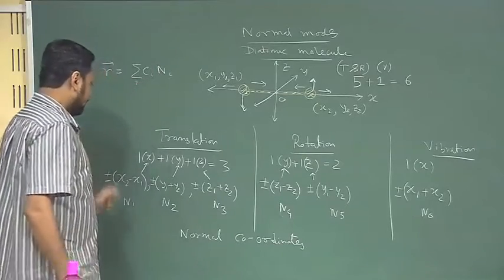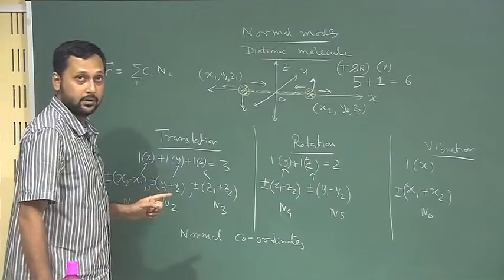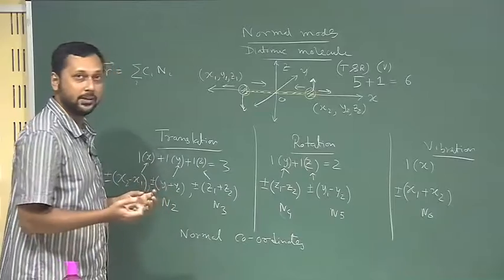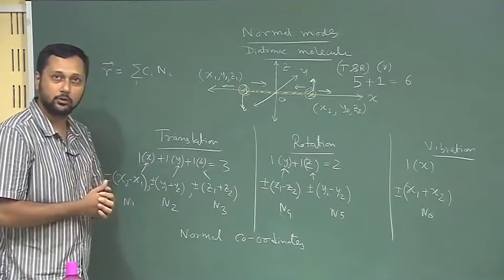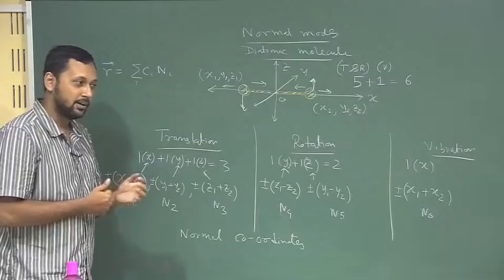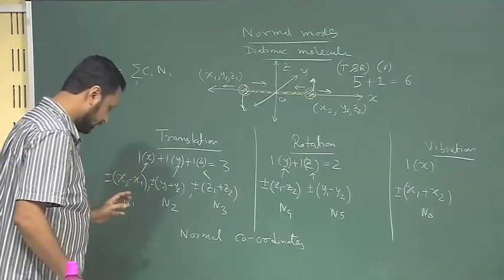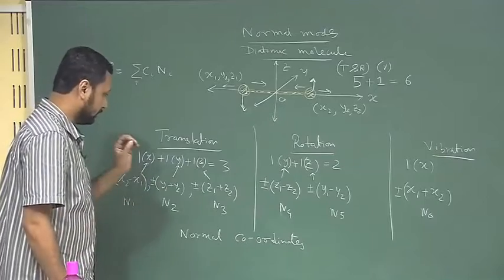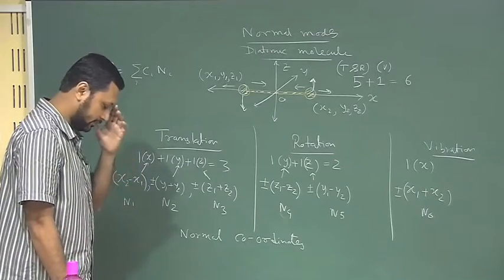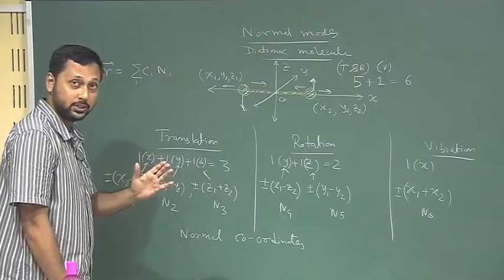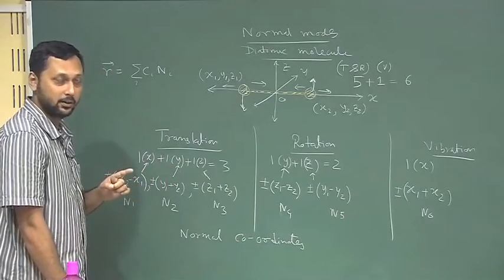Important is, all these are independent of each other. So, if a translation is happening, at the same time a rotation may also happen, right. Similarly, a vibration may also take place. So, all these coordinates describe one particular type of motion, and they are all independent of each other.